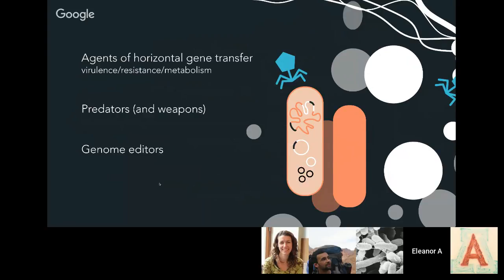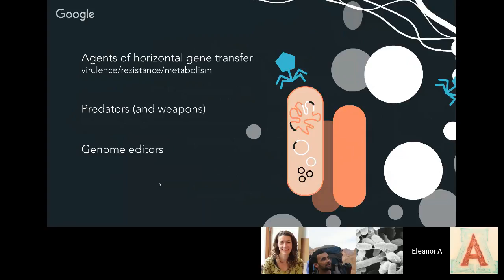And of course, these elements, apart from just being quirky and mad and interesting, are really important, playing major roles in bacterial populations. Of course, they are massive vectors for horizontal gene transfer, carrying things like virulence factors and antibiotic resistance genes, things that we really, really care and worry about in our societies.